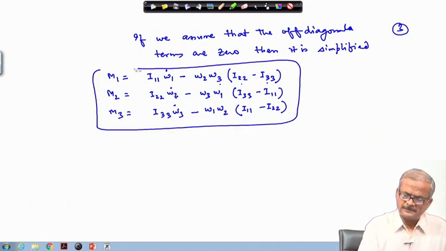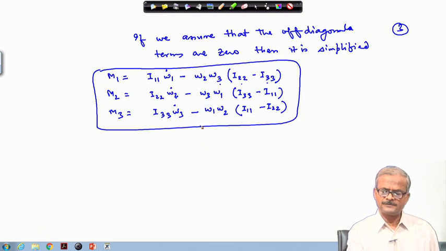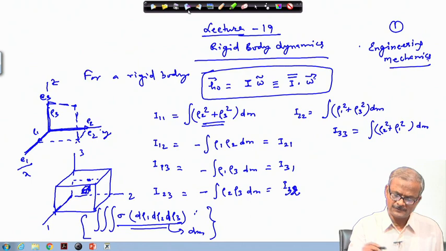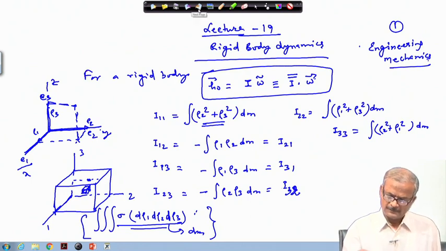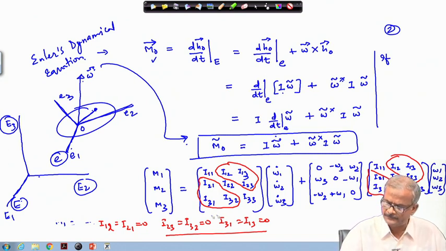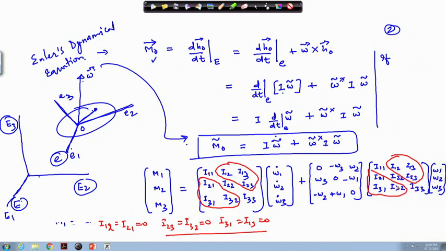So, your equation gets reduced into this simple format, provided your off diagonal terms are 0. If the off diagonal terms are non-zero, then you need to consider this whole equation, expand it, and then you can work with it. But if you do the same thing with MATLAB, it is very easy, because MATLAB is meant for matrix operations, and once you have written it in this matrix format, it is very easy to work with. This is the external torque acting on the body, and this torque is about point O.